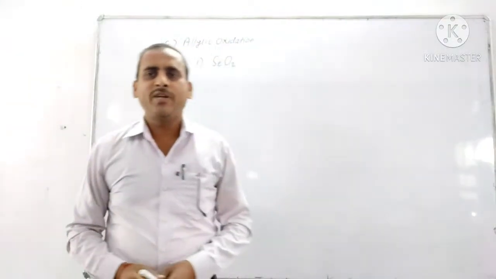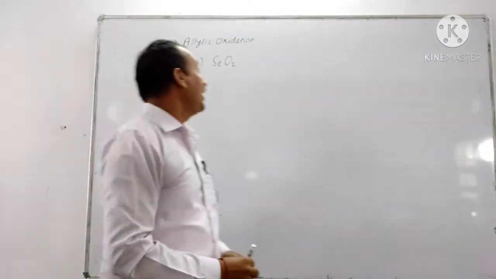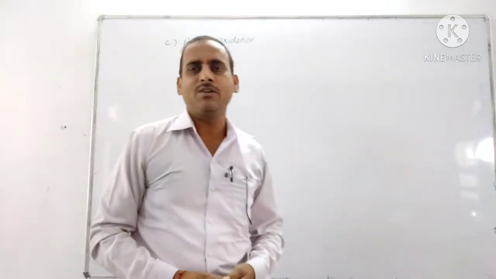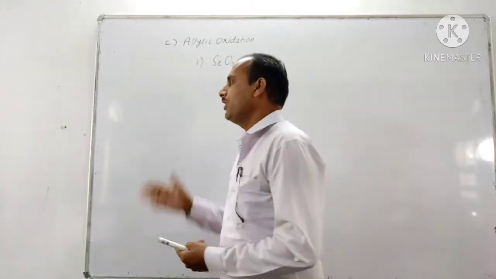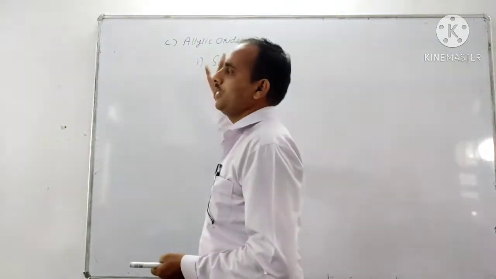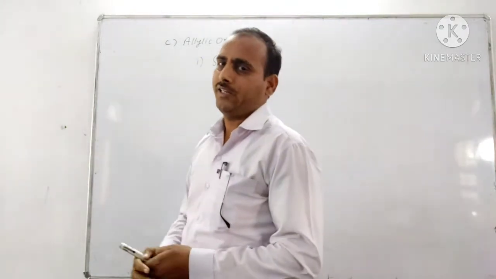Hello, good afternoon friends. Let's start the allylic oxidation by using selenium dioxide and benzene selenyl bromide. First we discuss the oxidation by using the selenium dioxide.